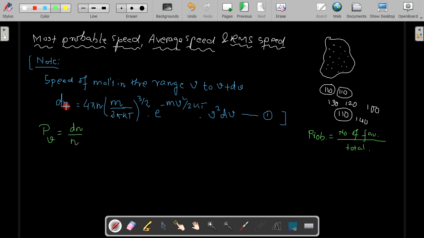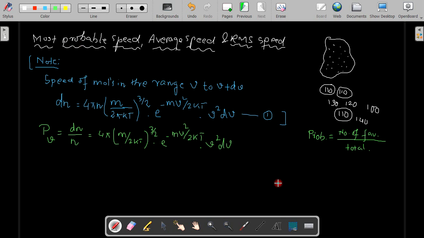So you can see here that we can just divide dn by n, and if we divide this side also by n, this n gets cancelled. So what I am getting is 4 pi (m by 2 kT) to the power 3 by 2, e to the power minus mv square by 2 kT, into v square dv. Now this is the concept that we are actually using to find out the answer to the most probable speed.